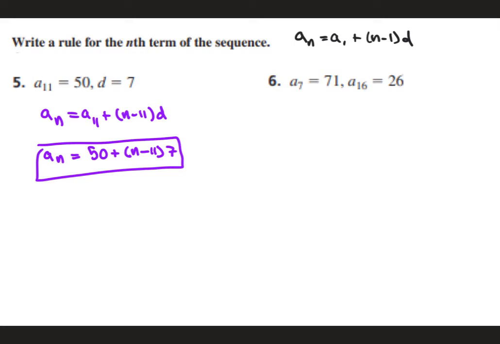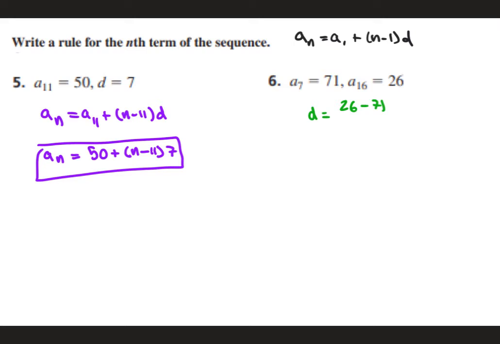Well, let's talk about the difference real quick. So I've got to find the difference. That's going to be an important piece here. Normally, I would subtract terms. So I would do something like 26 minus 71. Well, the only issue is I'm supposed to subtract consecutive terms, so terms that are right next to each other, like the 7th and the 8th, or the 15th and the 16th, but they gave me the 7th and the 16th.